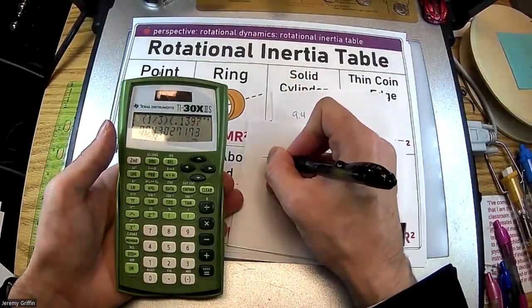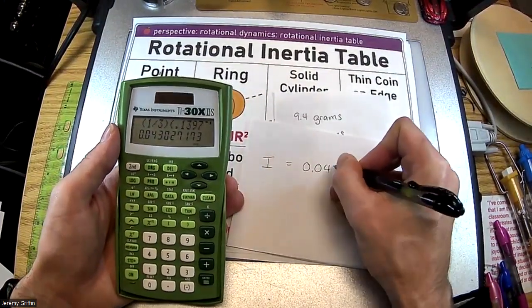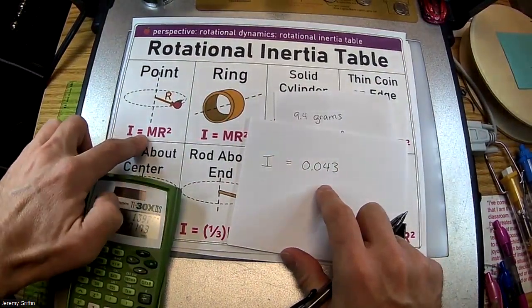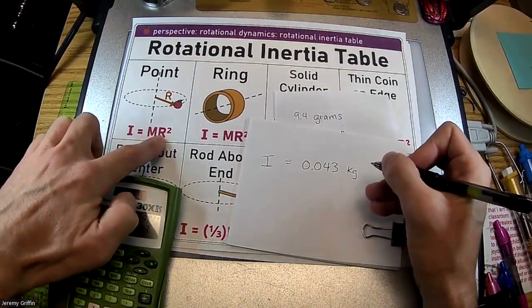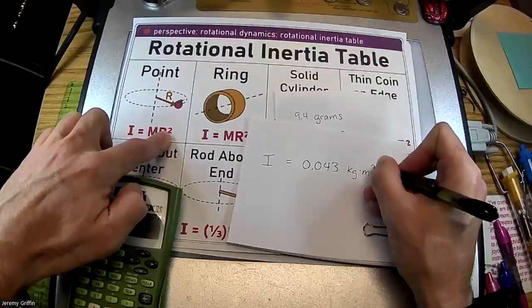So I'm going to say I equals rotational inertia, 0.043. Guys, what's the unit for rotational inertia? How do you measure mass? Kilogram. How do you measure radius? Meters. In a squared, kilogram meter squared.